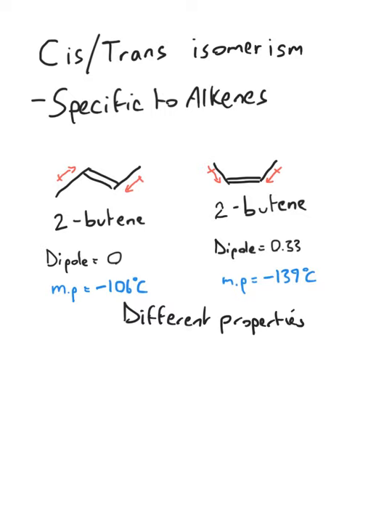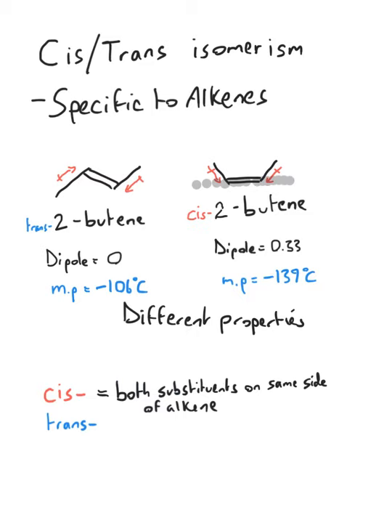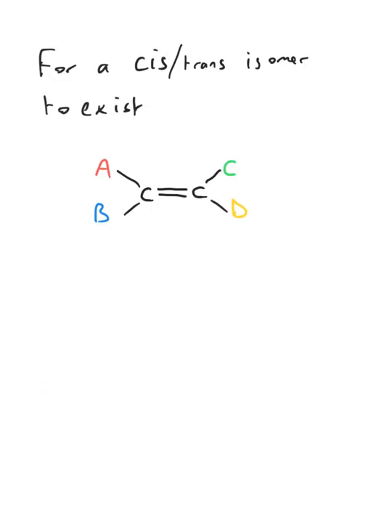Enter the cis-trans isomerism. So we use cis and trans prefixes to differentiate between the two stereoisomers. Cis implies that both groups attached to either end of the alkene are facing the same side, whilst trans implies that both groups on opposite ends of the alkene are pointing towards opposite sides. For a cis-trans isomer to exist, A and B must be different and C and D must be different.